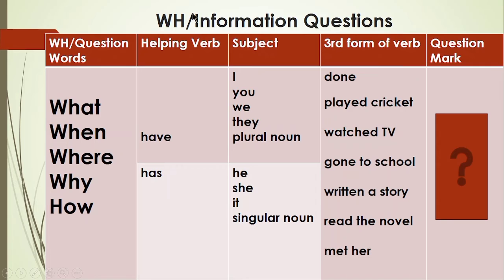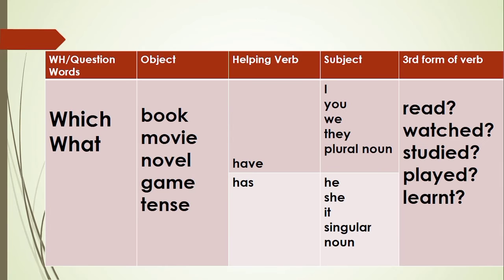Next, we have WH or information questions. For these, we bring question words to the start of the sentence, then have or has, then the subject, then the third form or rest of the sentence, and a question mark at the end. What have you done? When have you played cricket? When has he gone to school? Why has he read the novel? Etc. And we answer these questions in a full affirmative sentence.